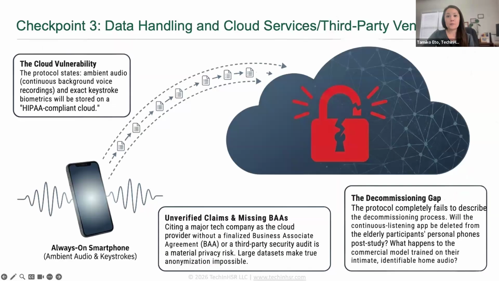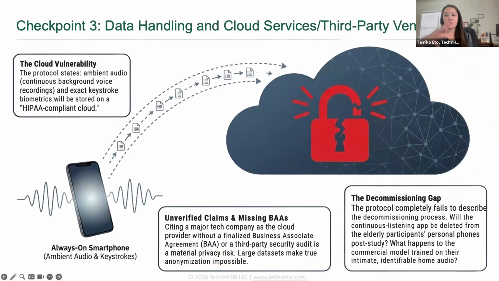Still checkpoint three, right? NeuroScreen has three specific data and privacy problems, and we're going to walk through each of those. So the first problem was that cloud vulnerability, right? The protocol states that ambient audio, that continuous background voice recording from inside the participant's home, and exact keystroke biometrics are going to be stored on a HIPAA compliant cloud.